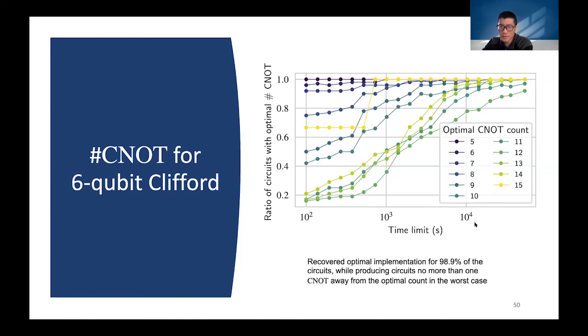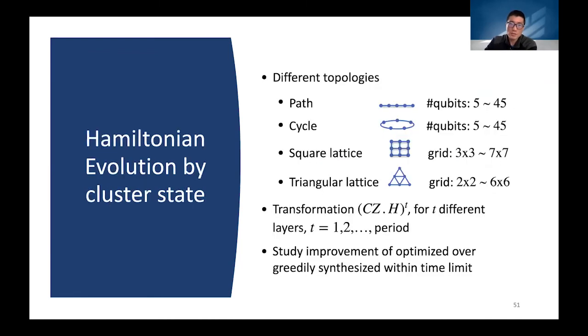For 10 to the 4 seconds, we can see we're achieving close to 80% recovery of optimal CNOT count. In the end, we are able to recover 98.9% of circuits in terms of reaching optimal CNOT count. And for the worst case, we're also within 1 CNOT count from the optimal version of the circuit. So that was the low qubit count experiment comparison to the optimal solutions.